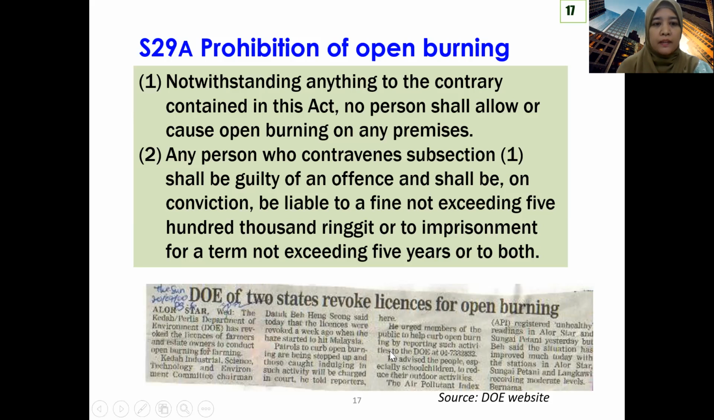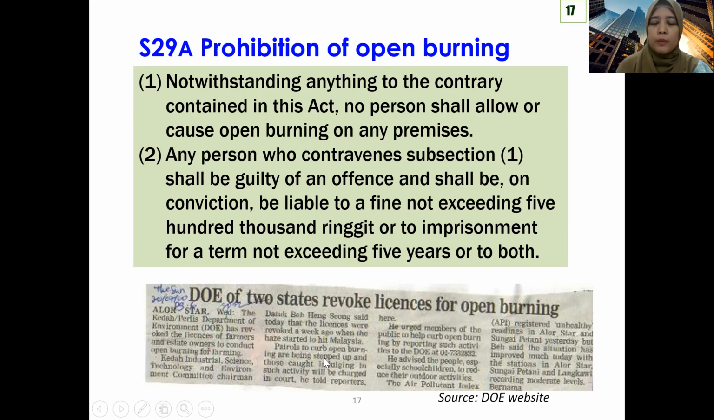See there, the Kedah Perlis Department of Environment has revoked the licenses of farmers and estate owners. Estate refers to, in this case, can be rubber estate, can be oil palm estate. To conduct open burning for farming. Tak boleh, dia kata. So, were revoked a week ago when the haze started to hit Malaysia. So keadaan jerebu sangat serius sampai ditarik balik lah kebenaran untuk buat open burning.